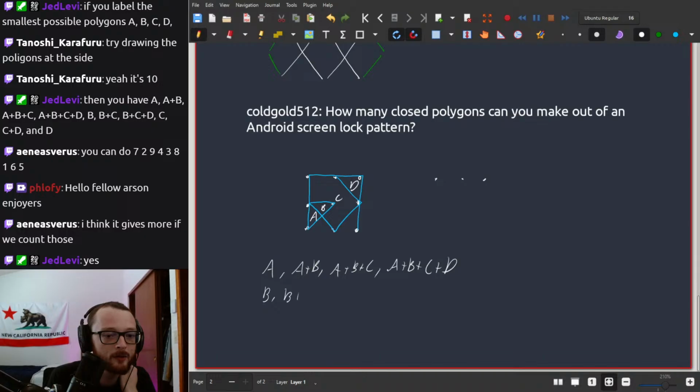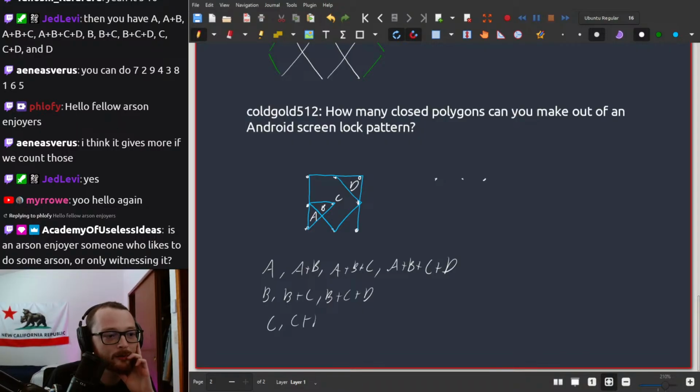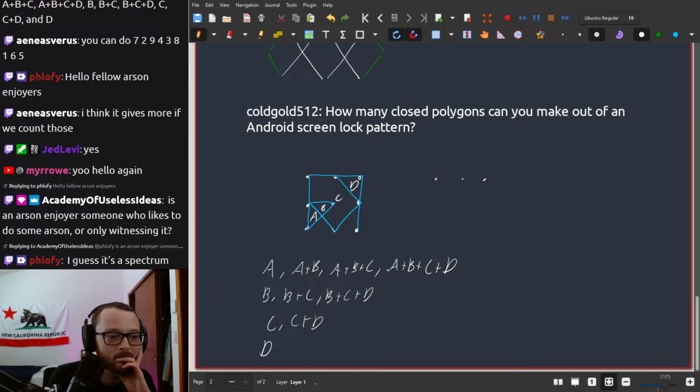B plus C. B plus C plus D. Yes, this is good notation, Jed. I like this. Hey, Myro. C plus D, and finally D. Yes, that's 10. I like that.